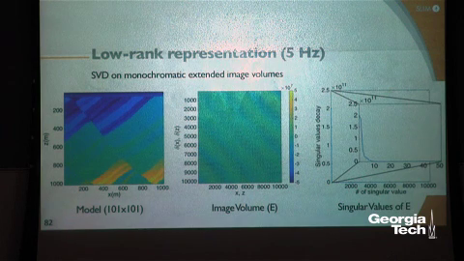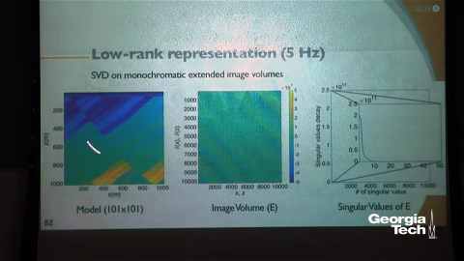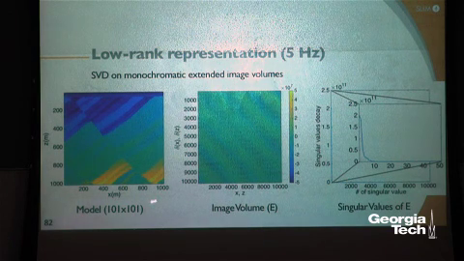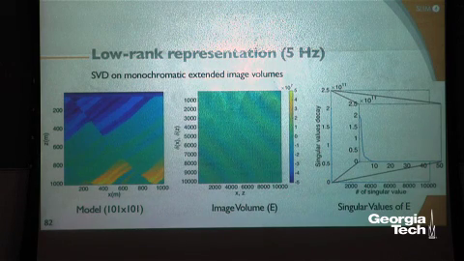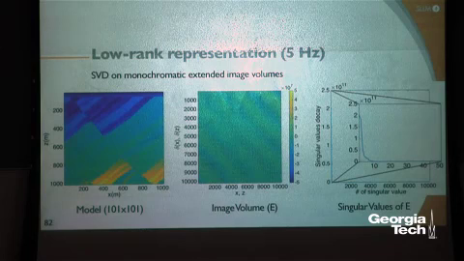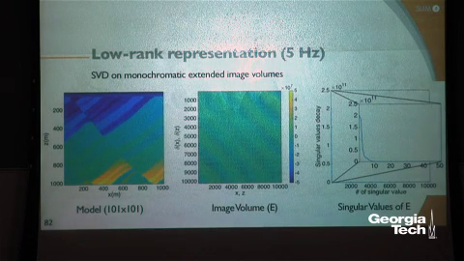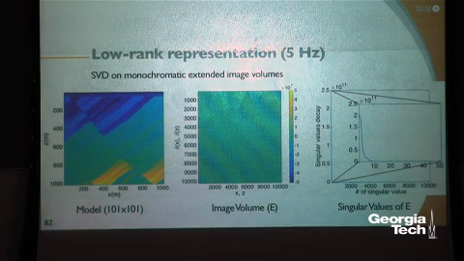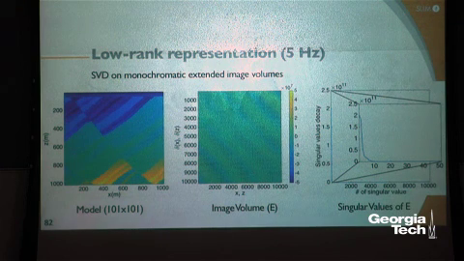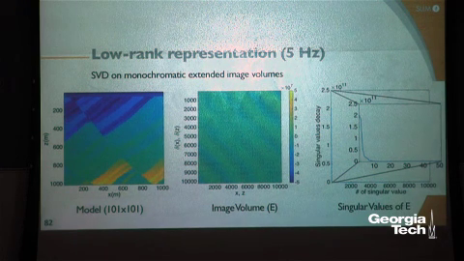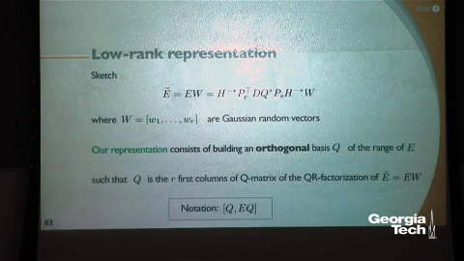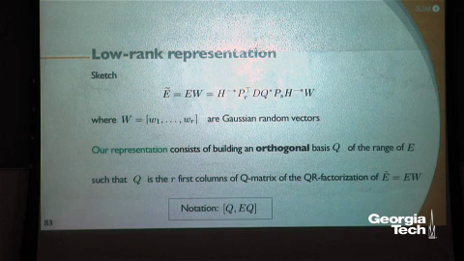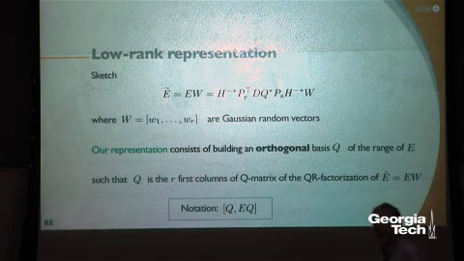Okay, so let's look at what this looks like. So say this is a very small Earth model. This is the image volume. So this is 100 by 100. The image volume is 10,000 by 10,000, right? Because it's quadratic in the size of this model. If you look at the singular values, though, they decay enormously fast. So there's an underpinning low-rank structure here that we may be able to use. And so we do that by sketching, but we sketch with PDEs.